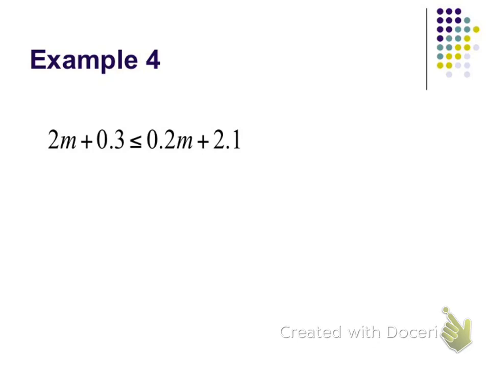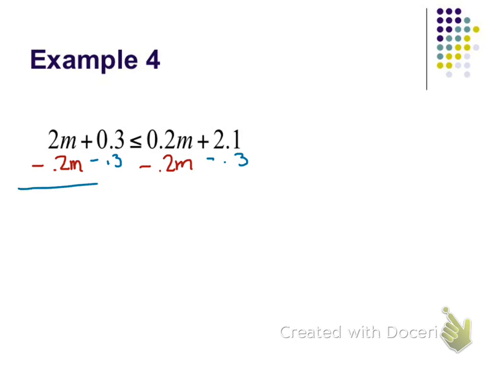Okay, and our final example for the day, we'll work with a decimal. So we'll follow the exact same steps. In this case, I'm going to move the variable to the left. I'll move the constant to the right. So I am subtracting the 0.2 m from both sides. I am then also subtracting a 0.3, this decimal 0.3, to move this to the right.